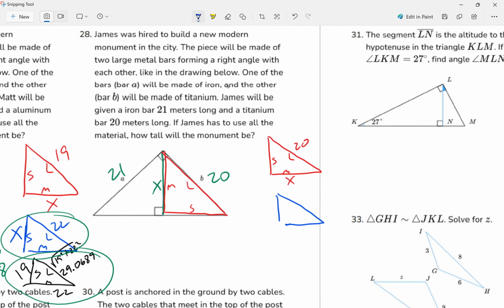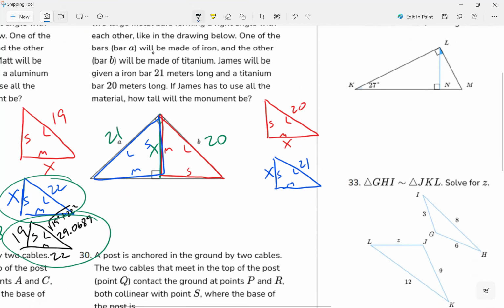I'm going to come out with the blue triangle here. Small, medium, and large. So the small side is X, the medium side is blank, large side is 21. And lastly, a black triangle, small, medium, large. The small side is 20. The medium side is 21. Okay, I need to come up with the large side.